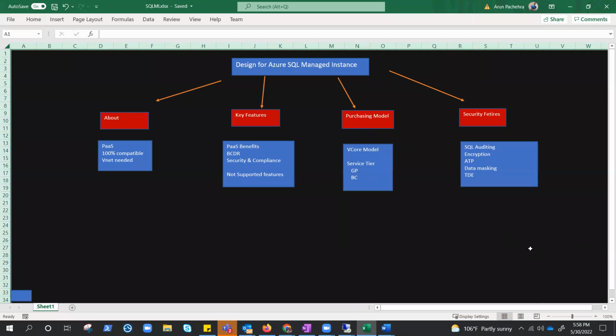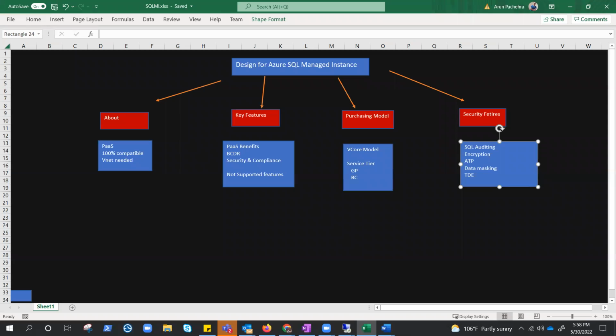Now let's dig into security features, as I mentioned. So the very first is SQL managed instance auditing, which tracks database events and writes them to an audit log file placed in an Azure storage account. Auditing can help you maintain regulatory compliance, understand database activity, and gain insight into discrepancies and anomalies that could indicate business concern or suspected security violations.